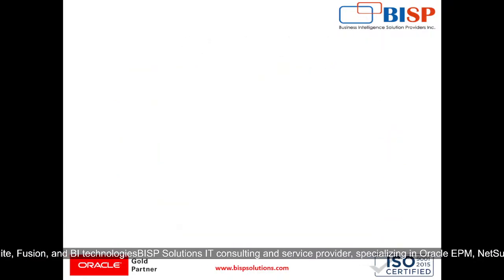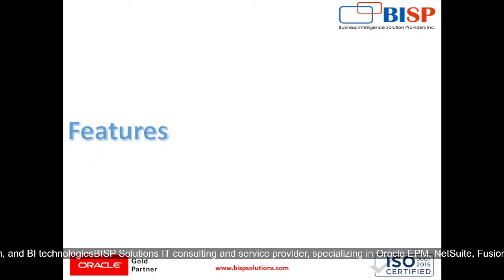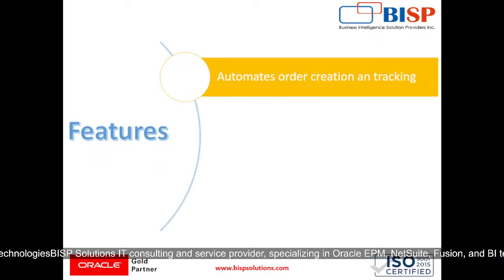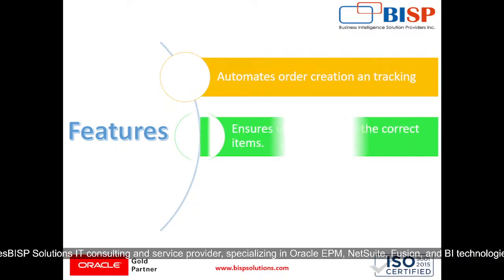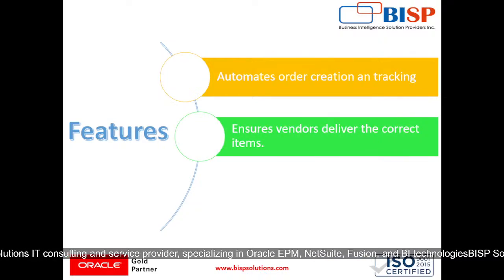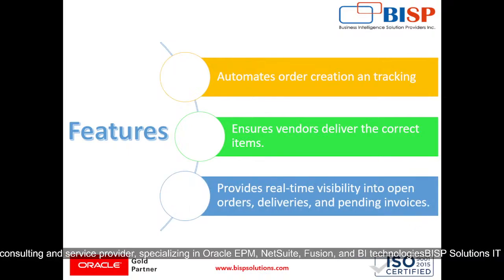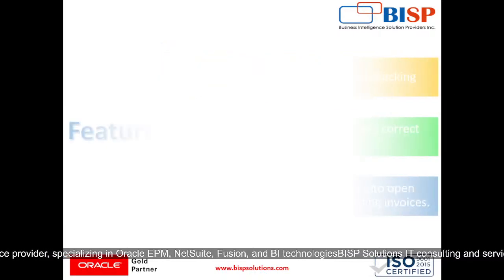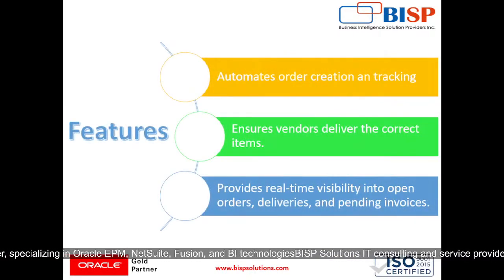Next are the features of NetSuite purchase orders, where it automates order creation and tracking. It ensures vendors deliver the correct items, and it provides real-time visibility into open orders, deliveries and pending invoices. So for example, a company needs 100 kg of raw materials for production, so they create a purchase order in NetSuite and it's sent to the vendor. When the shipment arrives, NetSuite automatically matches the delivery with the PO and generates a payment request for the same.